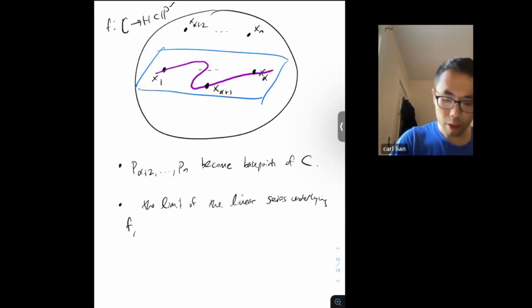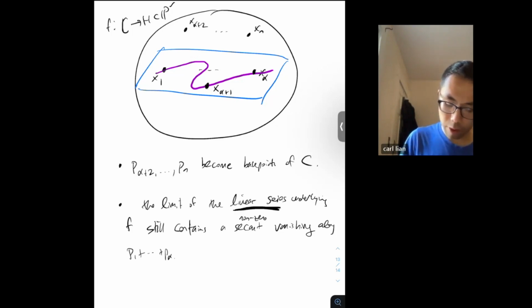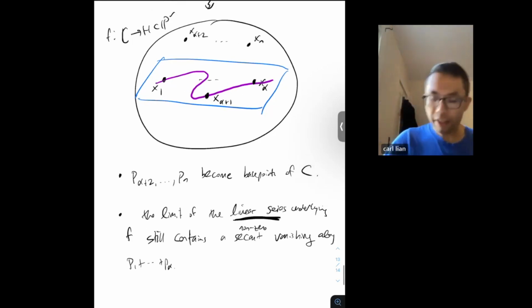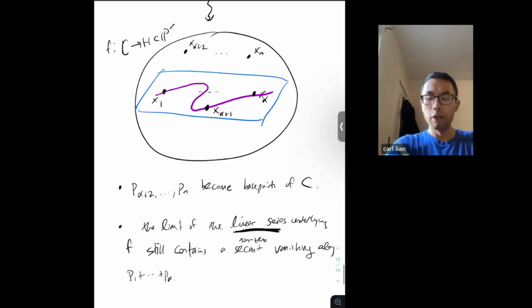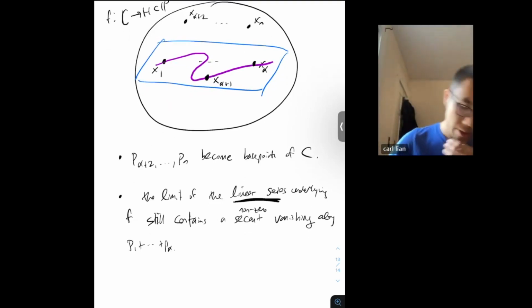maybe I should say the limit still contains a secant vanishing, so really a non-zero secant, along P1 plus through P alpha. Okay, and that secant would have been invisible if you only remembered the map. But if you remember this additional section, which is no longer visible in this geometric picture, then you actually get a non-trivial condition. So you might call this a base point condition. You might call this a secancy condition.